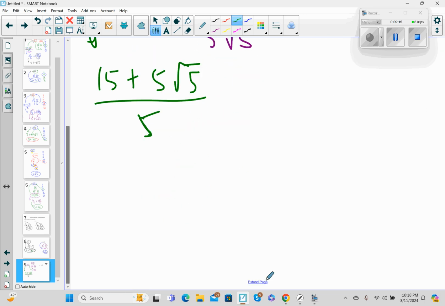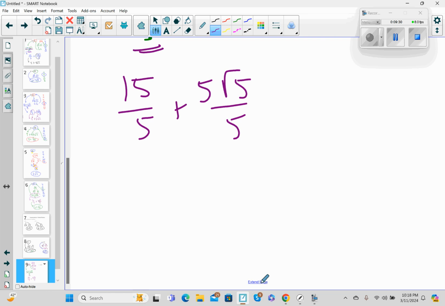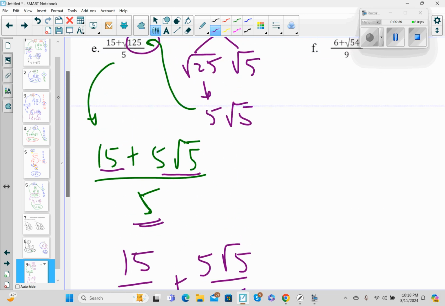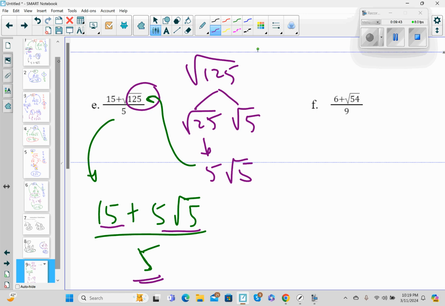And this is like the earlier problems. I'm going to take the 5 and divide it into the 15, and I'm also going to take the 5 and divide it into the 5 square root 5. So I will get 15 over 5 plus 5 square root 5 over 5. And then 15 divided by 5 is 3. 5 divided by 5 is 1. That's what we get here. Okay, so that takes care of that question. Again, always pause the video or replay parts of it that you're confused about.